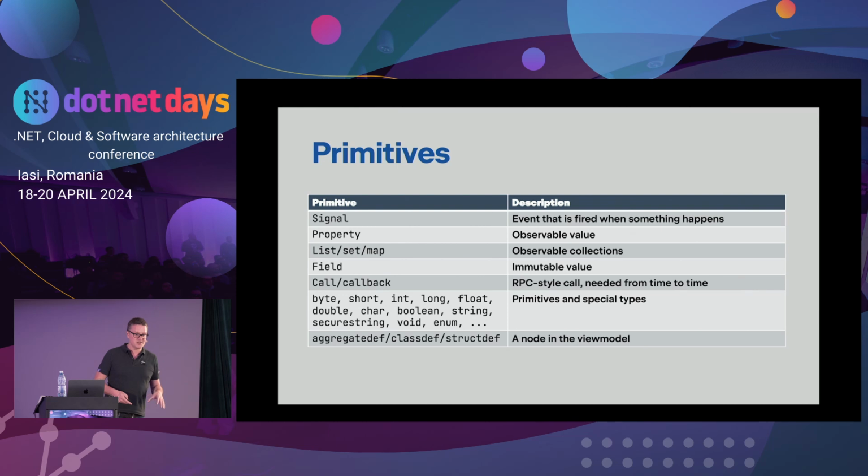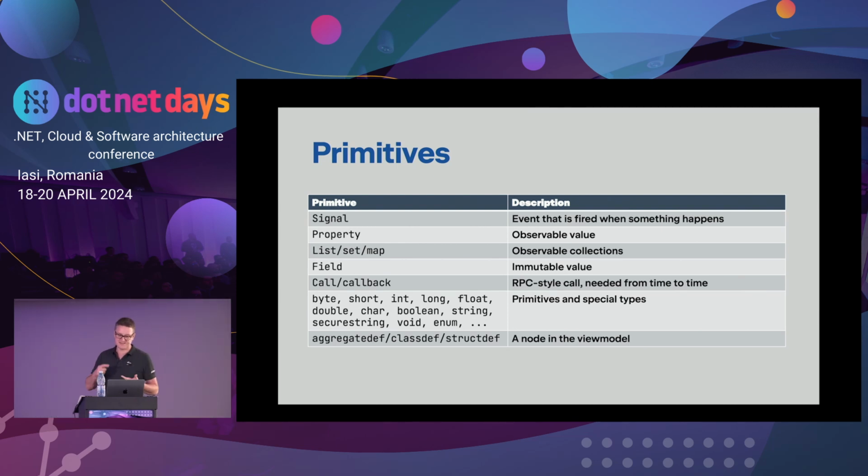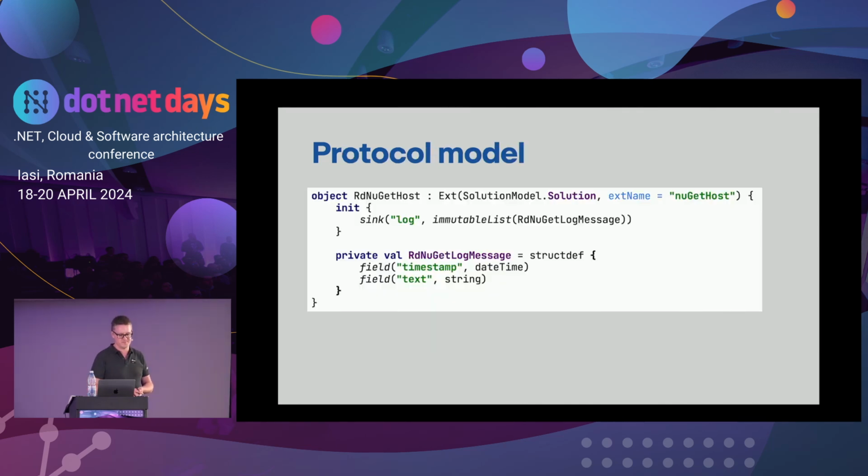There's a couple of collections that you can use in the protocol. There's lists, sets, maps. There's immutable lists as well. There are fields that you can use, like properties, but without the notification on the protocol. There's calls and callbacks in case you need something like an RPC call that is there. And then typical primitives that you would see in all programming languages like bytes, integers, etc. And then some class definitions, struct definitions. Doesn't really matter too much. We'll see in a bit how this looks like in reality.